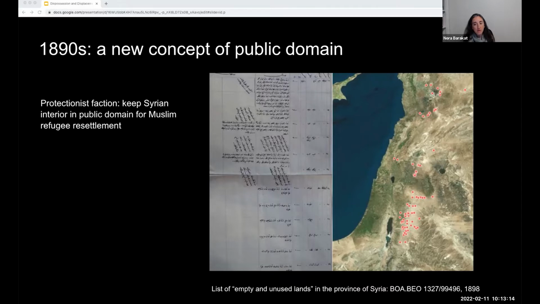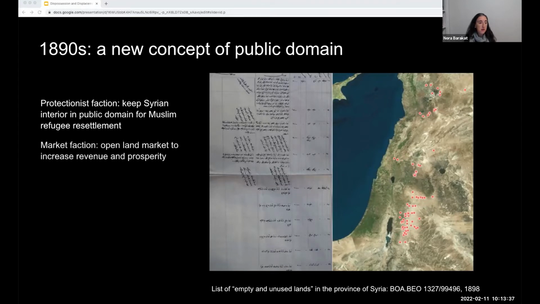And what I have in this slide is one of the lists that's compiled during this period of, quote, empty lands in the Syrian interior, and a partial mapping of the list on the right, so you can see the region that I'm talking about. And this list also includes ideas about the land's arability, its size, etc. So that's the protectionist faction.